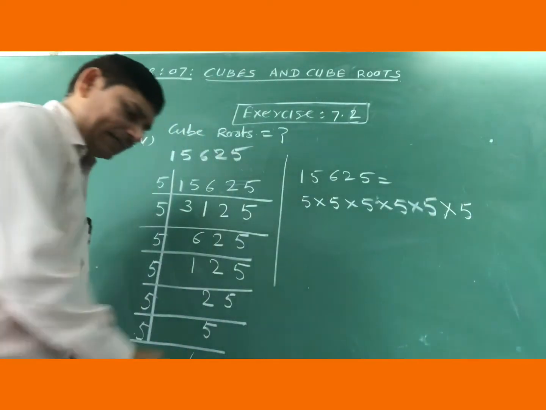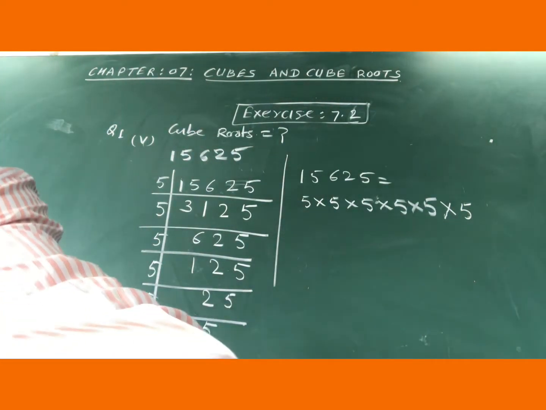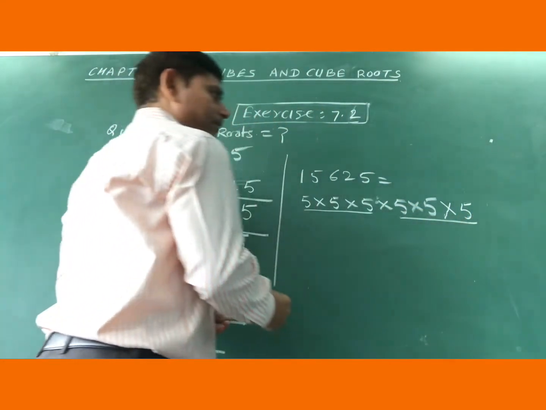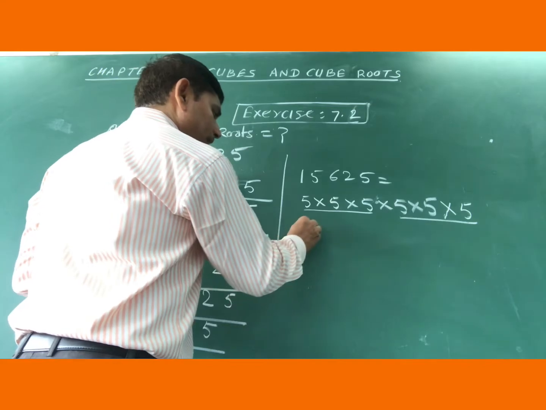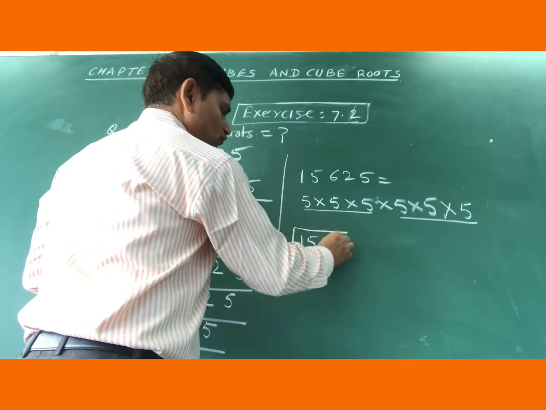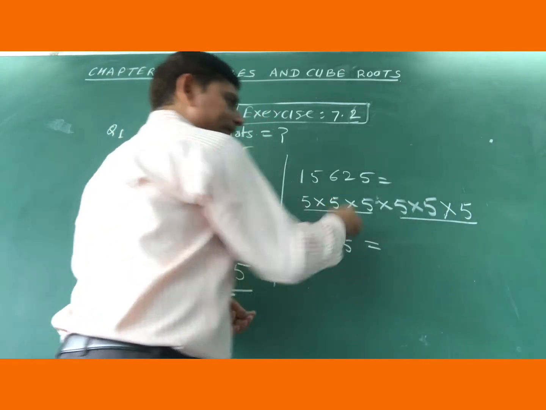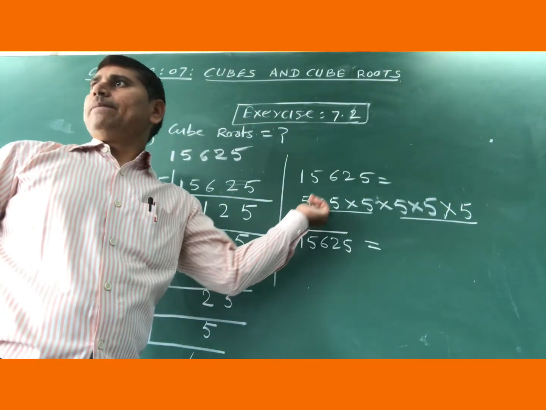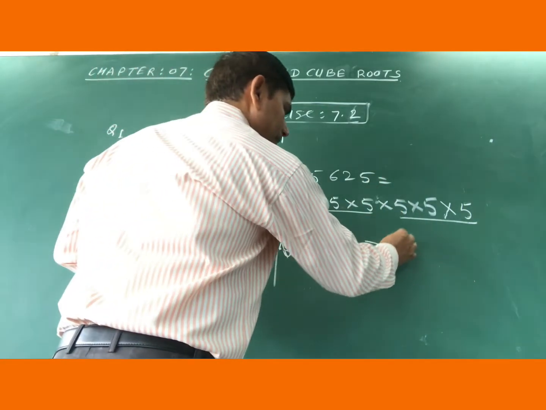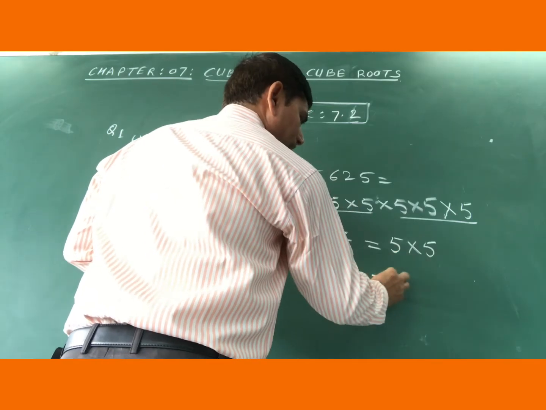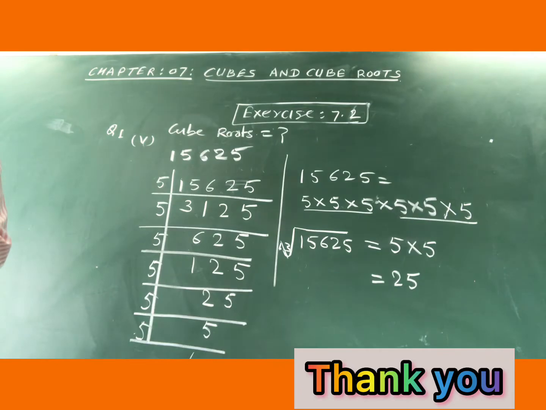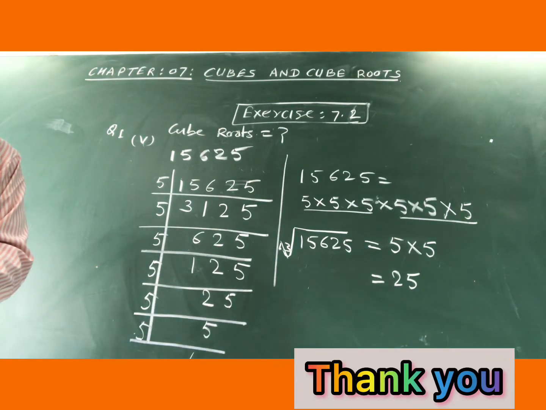Now you will make the triplets of this number. This is the first triplet and this is the second triplet. So the cube root of the number 15625 is equal to, you will take only one 5 from the first triplet and one 5 from the second triplet, meaning 5 and 5. So it is 5 into 5, that means 25. So the cube root of 15,625 is 25.